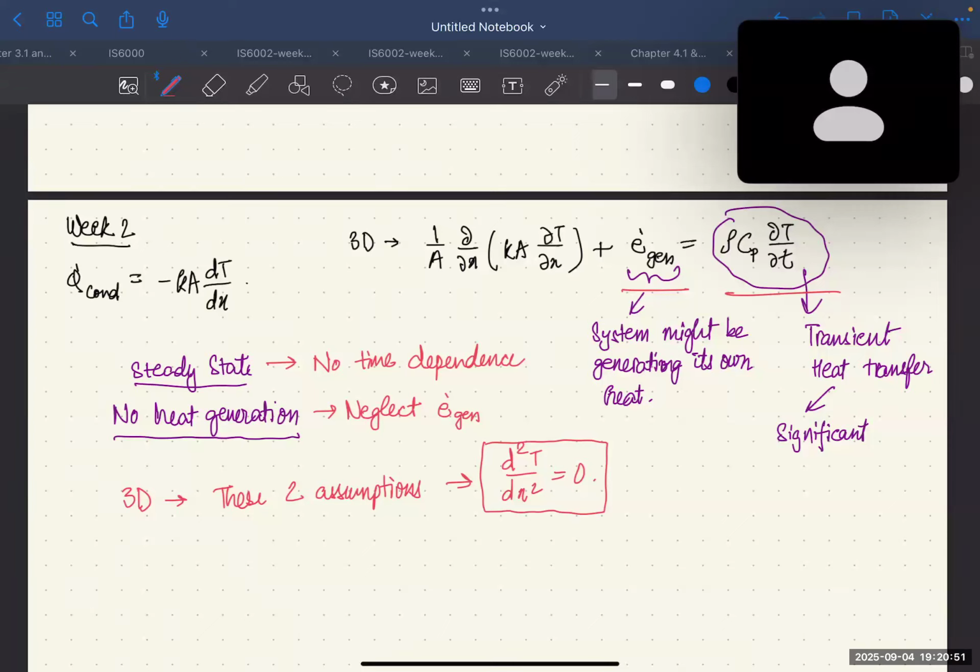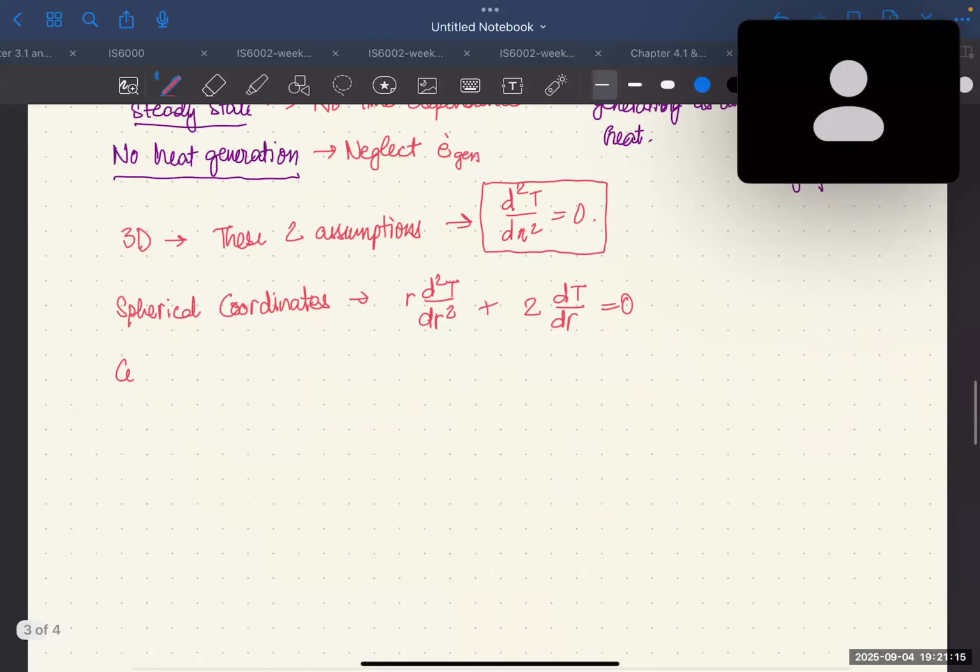If we have the same thing but in spherical coordinates, because we will have problems which will have spherical coordinates, it simply becomes r times d square T over dr square plus 2 times dT over dr equals 0. And for the cylindrical coordinates, it is d by dr of r times dT over dr.